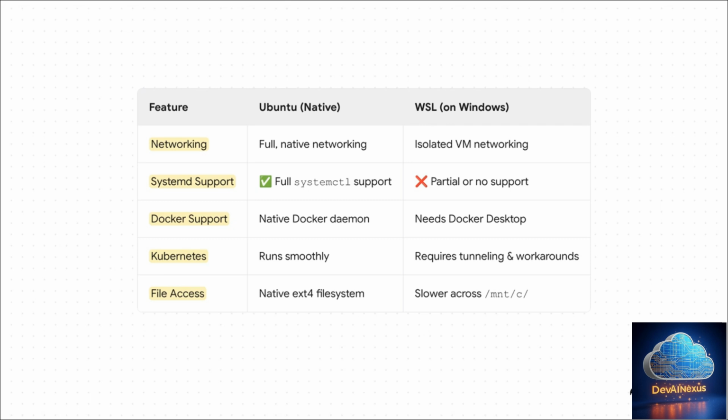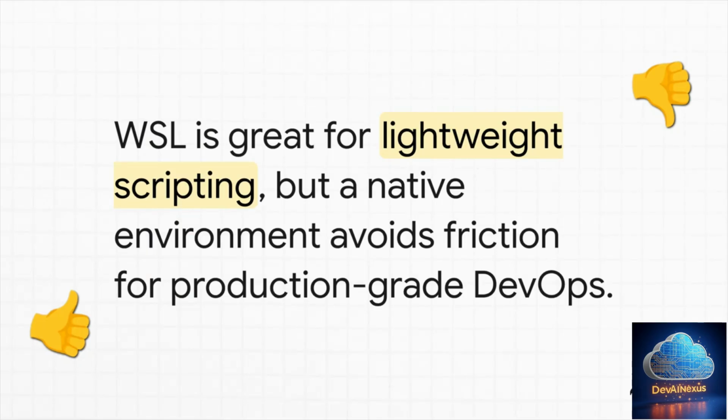So let's just put it all side by side. On native Ubuntu, you get full raw networking. You get complete support for systemd, which is how Linux manages services. Docker runs natively without needing the Docker Desktop layer. Kubernetes is just smoother. And file access is way faster than when you're trying to reach across from Linux into your Windows files.